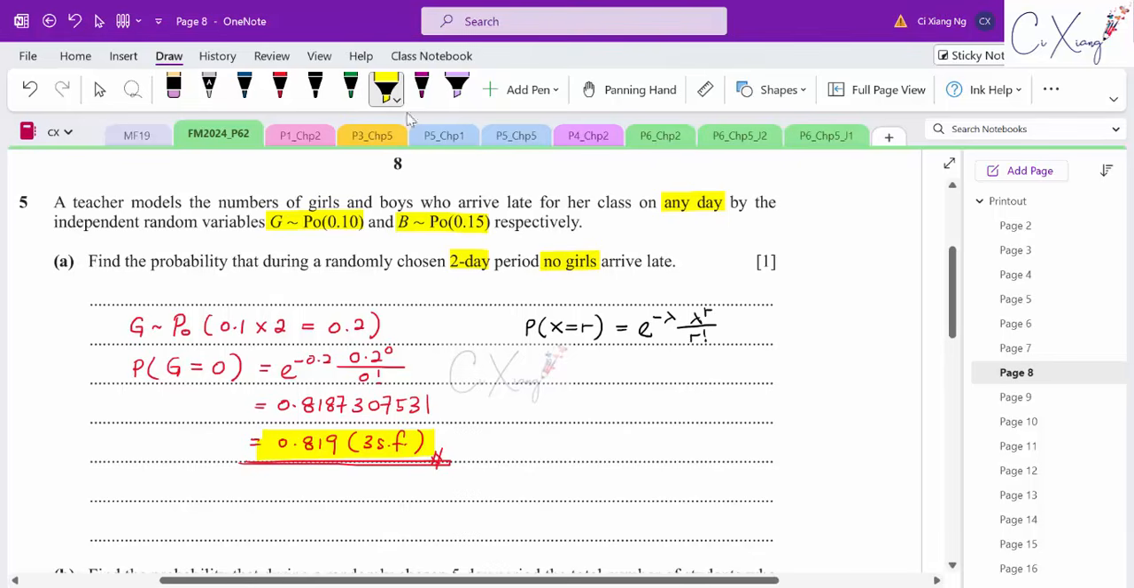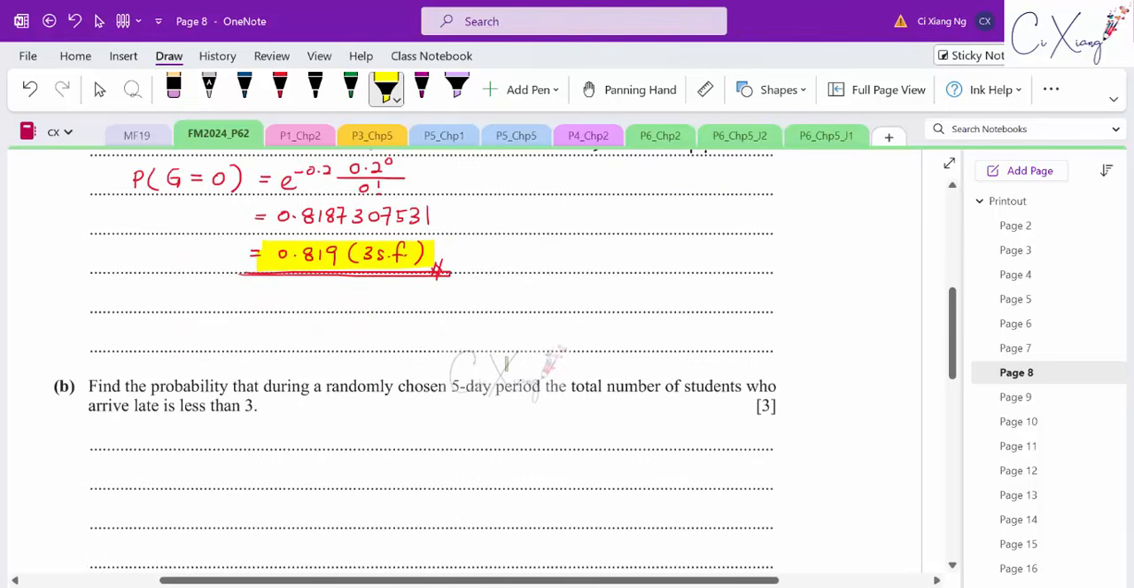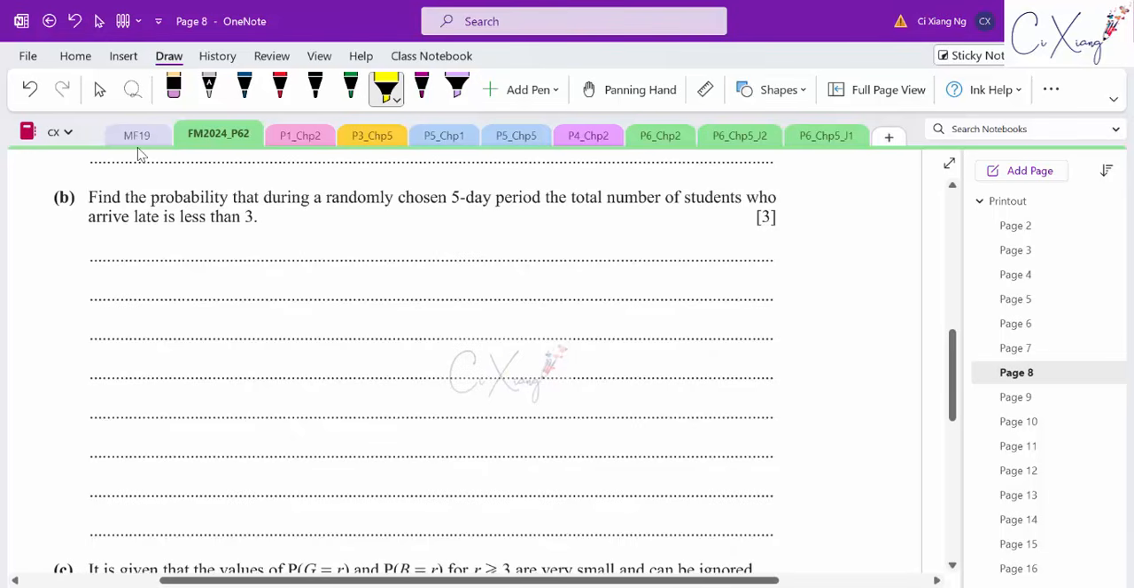Alright, then let's proceed to part B. For part B, find the probability that during a randomly chosen 5-day period, the total number of students who arrive late is less than 3. So instead of 2 days, now they are interested in 5 days. And they are looking for the total number now, not only girls or only boys, but both girls and boys. First of all, we need to know what the lambda is for the total of girls and boys in a 5-day period. Therefore, you have to adjust our lambda value first.